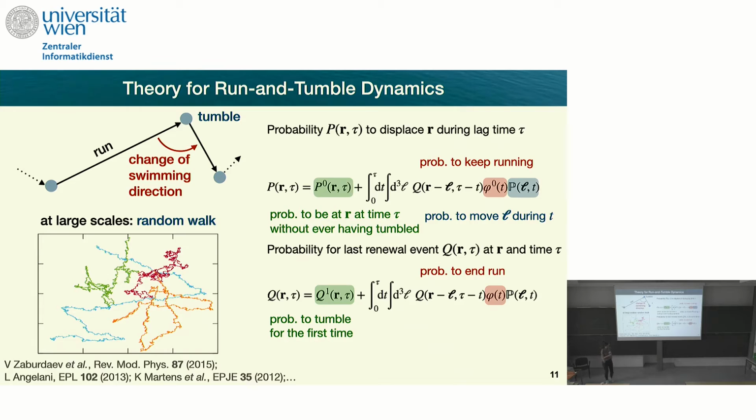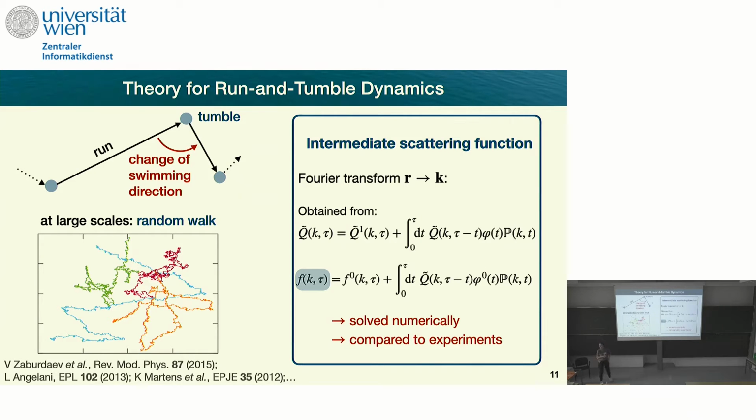Okay, so one thing you may note when you look at these equations is that you have essentially 2 convolution products, and we can move to Fourier space to make these equations more tractable. And so we have these 2 equations which are decoupled in terms of k, so they can be solved independently for each k. And they're much easier than in real space. And also the Fourier transform of the probability density, as we learned in the morning, is essentially now our intermediate scattering function. So what we can do now is solve these 2 equations numerically and compare those to experimental observations to learn about the swimming dynamics of cells.